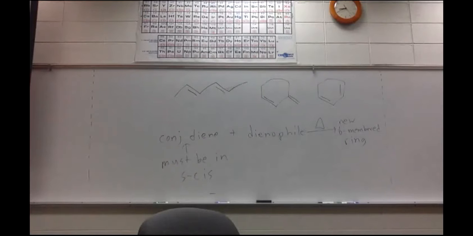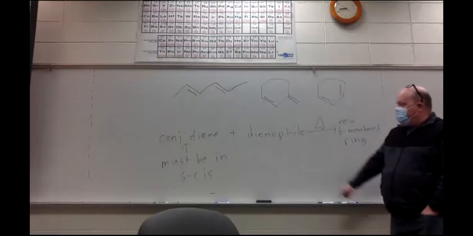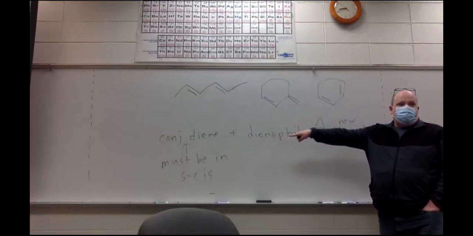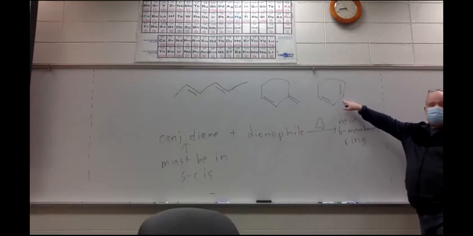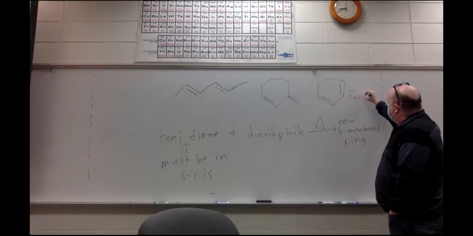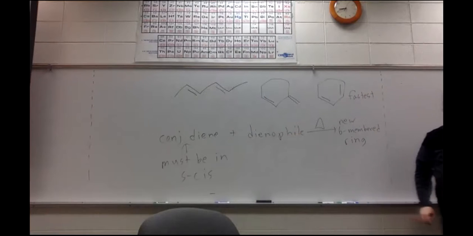They wouldn't all contribute the same reactivity. Which one would react fastest, do you think? Number 1, 2, or 3? I see a thumb going this way. Far right. Why do you say the far right? Remember, look at the S-cis, S-trans. The conjugated diene must be in the S-cis conformation to react. Well, this one's always S-cis. So that means this one's always ready to go. So that one would react fastest.